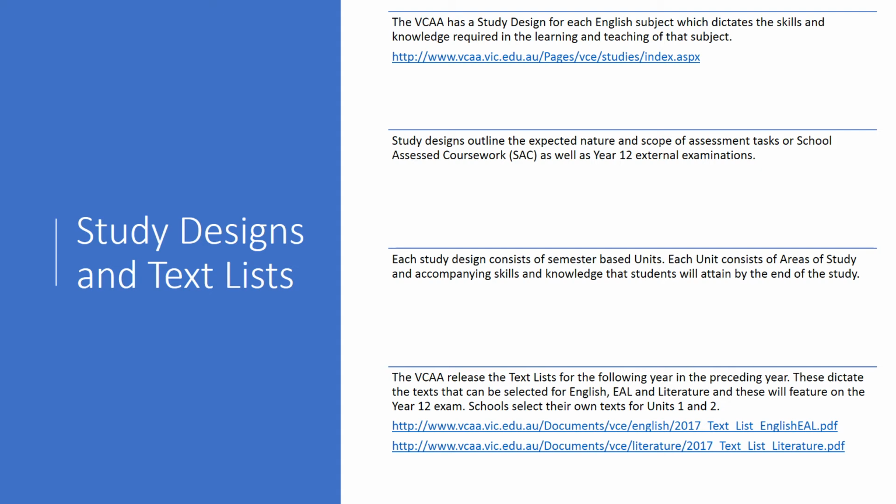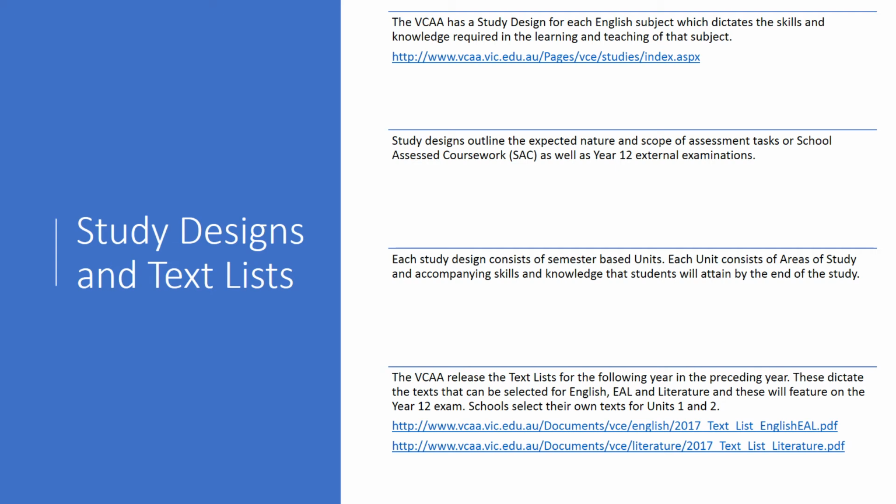So as I said before, each study design consists of semester-based units, and each unit will contain areas of study and the skills and knowledge that students will need by the end of that area of study. The text lists are produced for Year 12, so Units 3 and 4 English, English as an additional language, and literature. And these texts will feature on the Year 12 exam. Schools are able to select texts from this list that they think are most suitable for their students, and perhaps also most suitable for their knowledge, and perhaps texts that they've encountered at university or have some knowledge of.